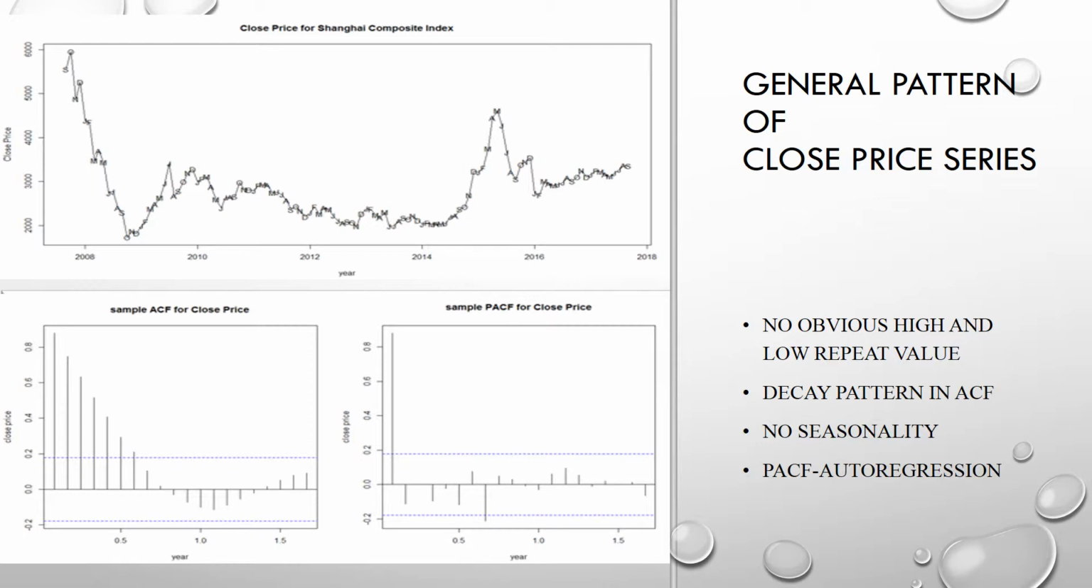Then we will see the general pattern of the close price series. We see there aren't above average high and low repeated values in the different months. And for the ACF, we see there is a decay here and no repeating pattern, so we think there is no seasonality here. But for the PACF, the first lag is significant, so we think there is an autoregression here.